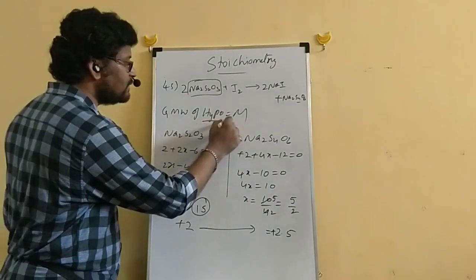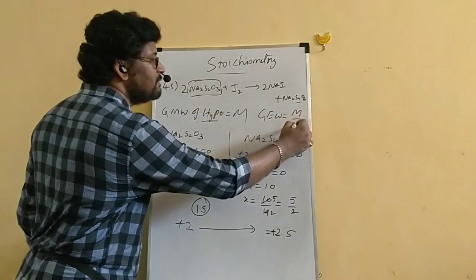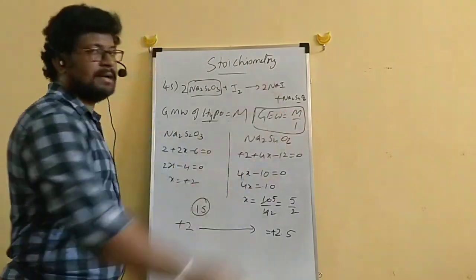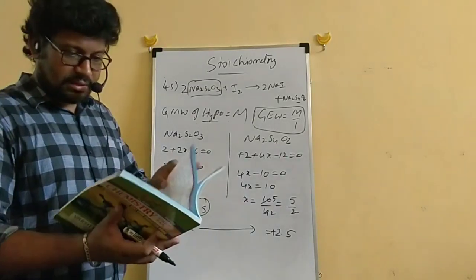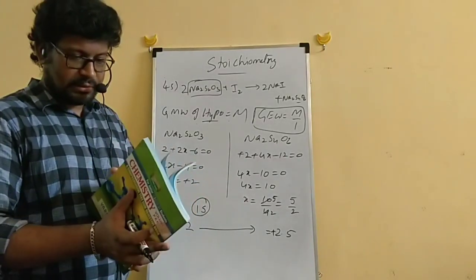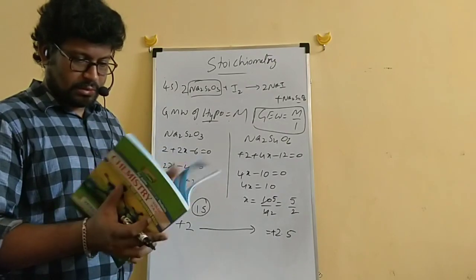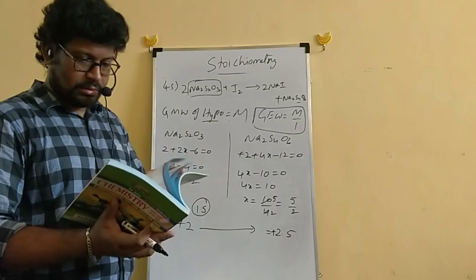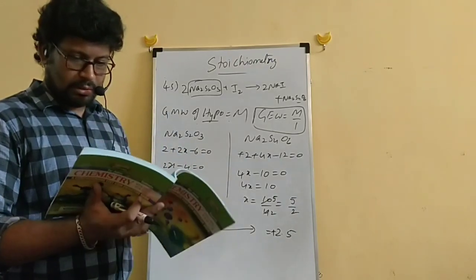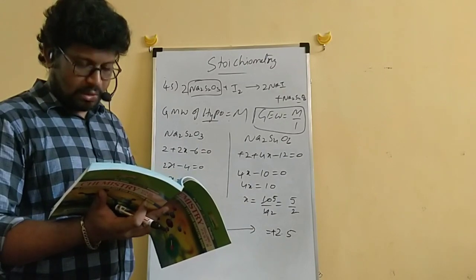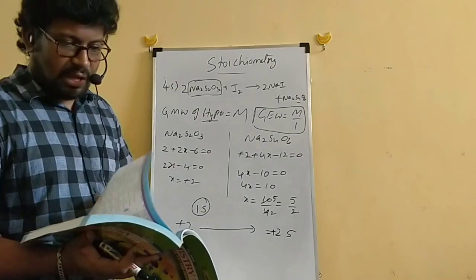Then gram molecular weight is equal to M. Gram equivalent weight is equal to M by 1. What is the answer? M, capital M. So the answer is the first option. 45th one, it is the first option. That is the reason. Understood?